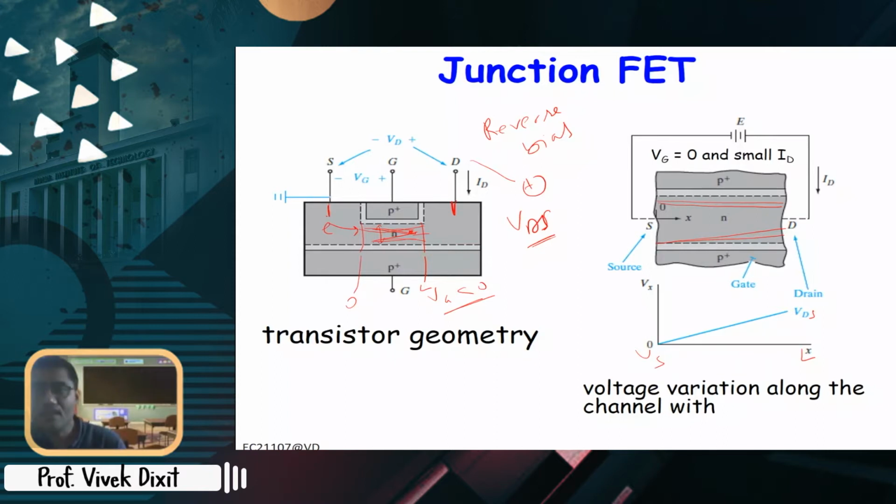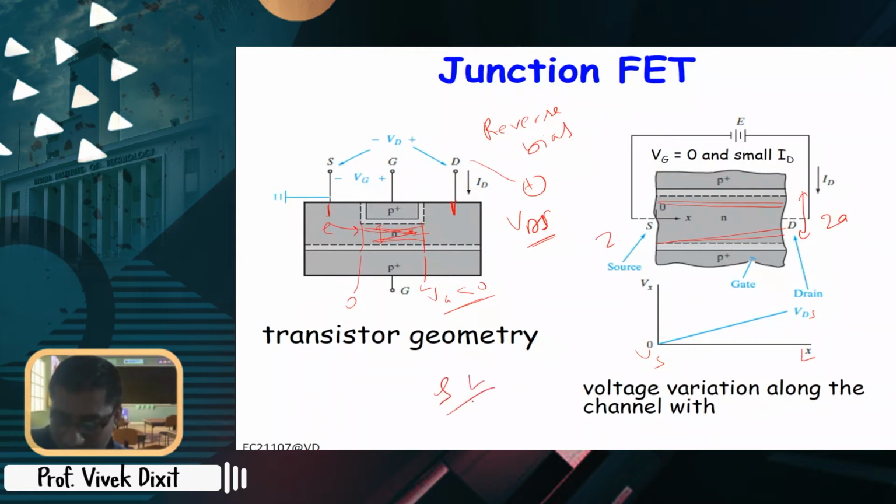Now, if you want to find the IV characteristic, then the resistance matters. If your VD is small, this channel is wide open for a given gate voltage, so the conductivity of the channel will be more. What will be the maximum conductivity? If this length is, let's say, 2A, and the width inside the paper is Z, what will be the maximum conductivity?